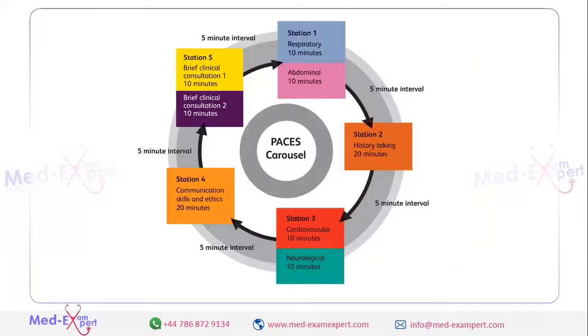The PACES carousel, which is the different stations we will encounter in the exam, is as follows. Station one includes a respiratory station for about 10 minutes and an abdominal station for about 10 minutes. Then we have a 5 minute interval, followed by a history station of about 20 minutes. Then again a 5 minute interval, followed by station 3, which includes cardiovascular and neurology for about 10 minutes each. Then we have a 5 minute interval, and then we move to station 4, which is clinical communication skills and ethics. Then we have a break of about 5 minutes, and we enter station 5, which has 2 brief clinical consultations.